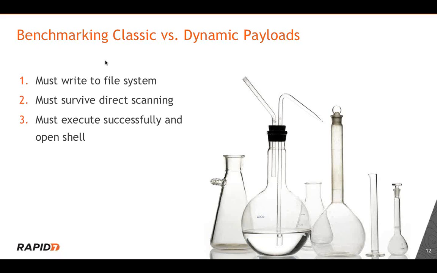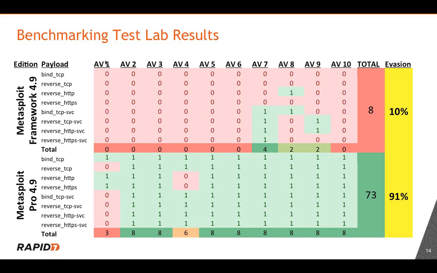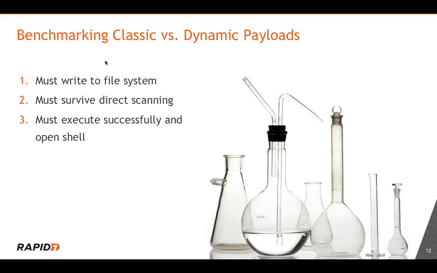Okay. Yeah, so just the requirements for these benchmarks. If you look at these, in order for it to score the 1 point out of one possible point, these are the 3 criteria that had to be met. It had to write to the file system successfully, it had to survive a direct scan, and it had to execute and get us a shell. Okay, great. Those were the criteria for these benchmarking results that you see on this slide here.